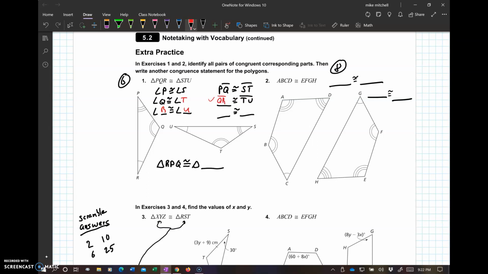Now, what's your missing side? Well, if you can't see it, look at the triangle. You've got PQ. There's PQ. You've got QR. There's QR. There's your missing side right there, PR. So you know that side PR. I can't write.